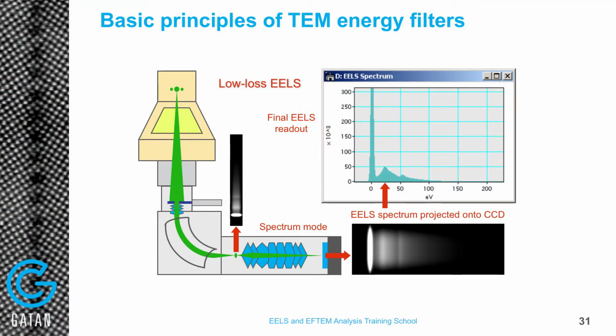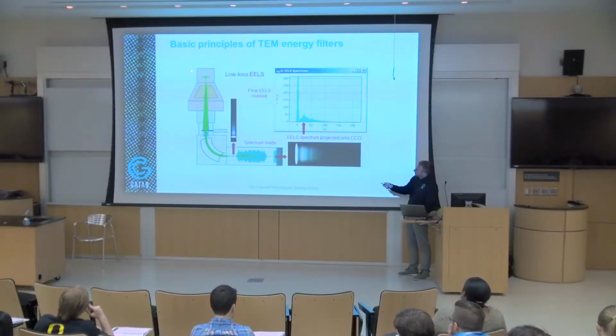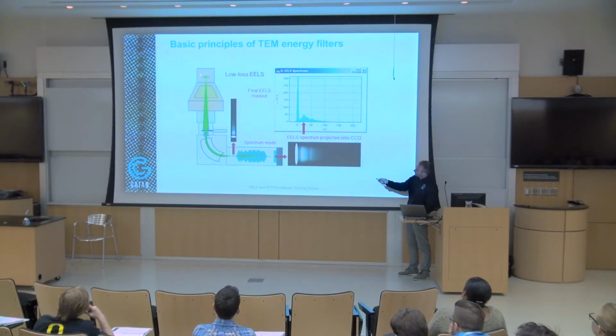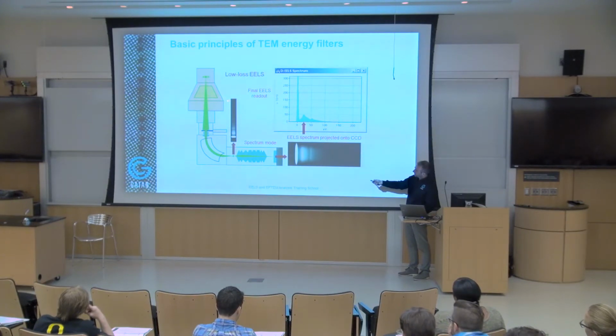Okay, so that's what happens inside the microscope. Everything starts inside the microscope here. In the conventional microscope, this point, which we call the projector crossover, is a differential pumping aperture inside the microscope, right above the viewing screen. We take this point and project it right after the prism. So we have an EELS spectrum here.